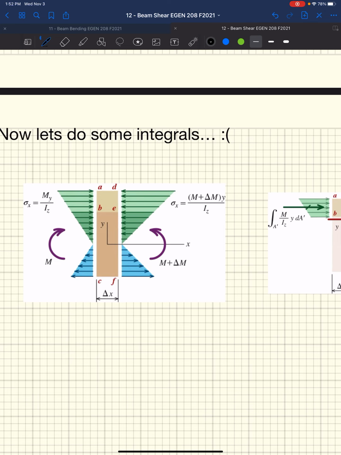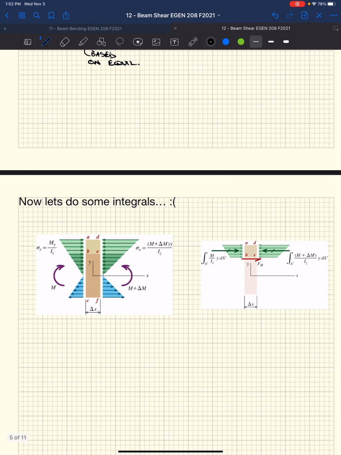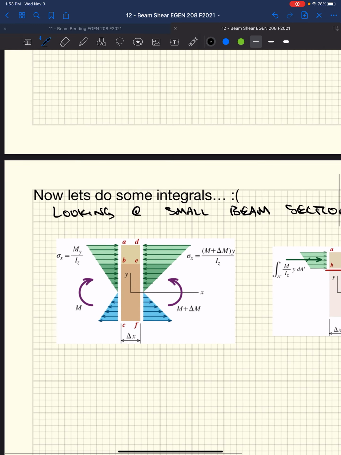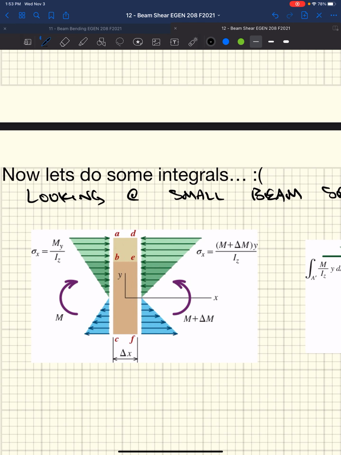All right. So again, if we look at a small section, a sliver of a beam, and this happens to be our stress distribution, and we're assuming that we have a moment on one side, in this case it's positive, and as we move along the beam, we're going to have an increased moment on the other side of the member. So we have a varying moment in this beam. If we looked at the moment diagram, it'd be linear or changing in some way.